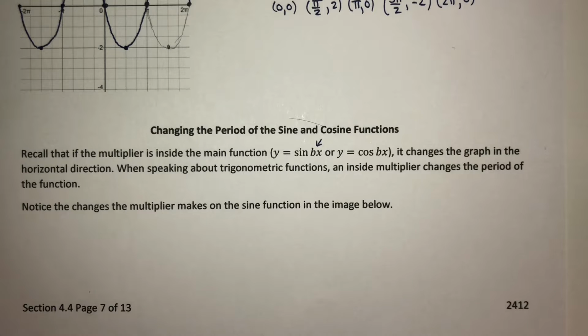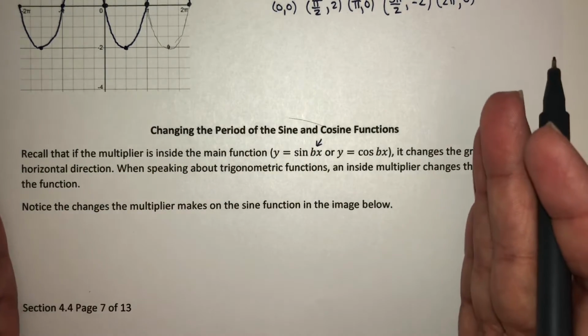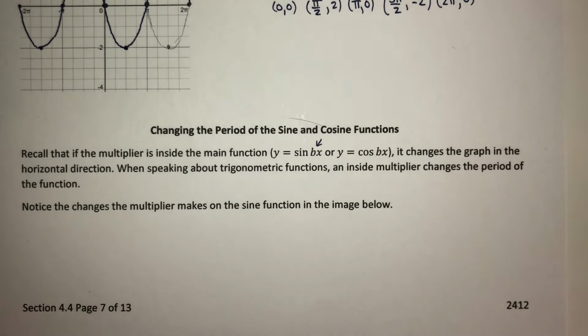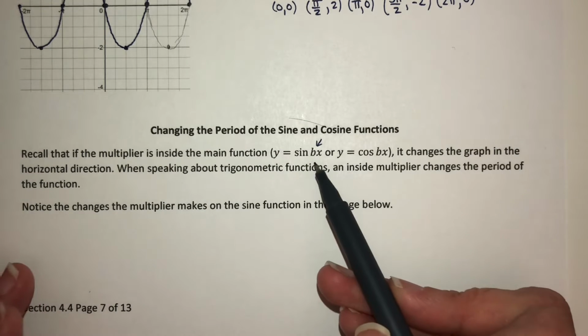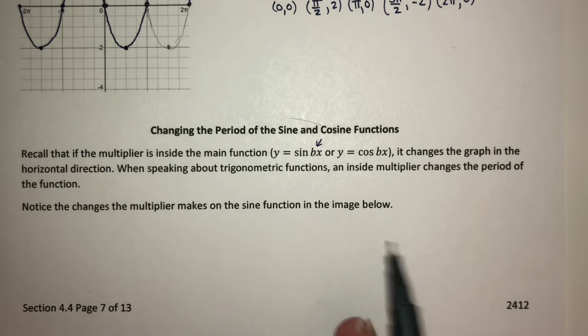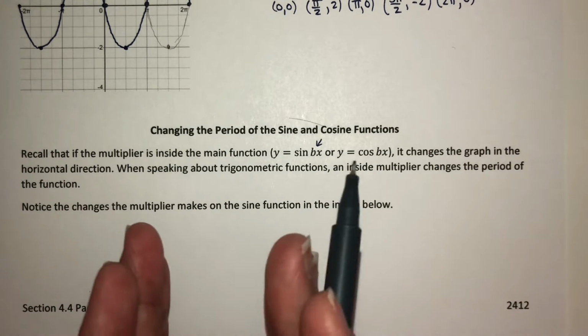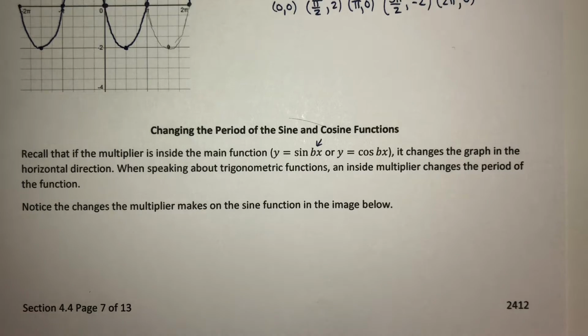In section 1.5, we learned that a multiplier inside of a function changes it horizontally. It will compress it in or it will stretch it out some. So when it comes to a trig function, what this does is it changes the period. It's going to stretch things out possibly so that we have to go further to get one cycle of the graph, or it might compress it so that we don't have to go as far.